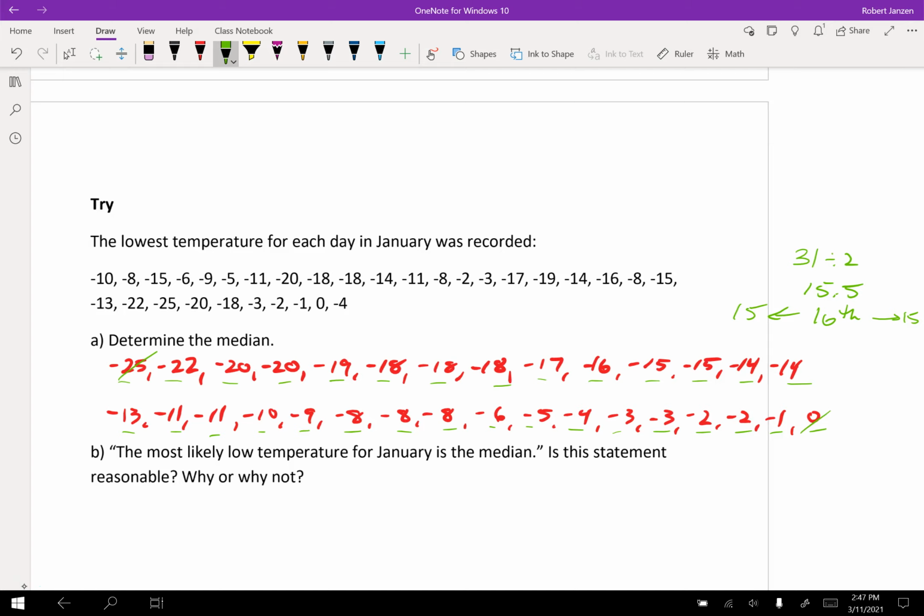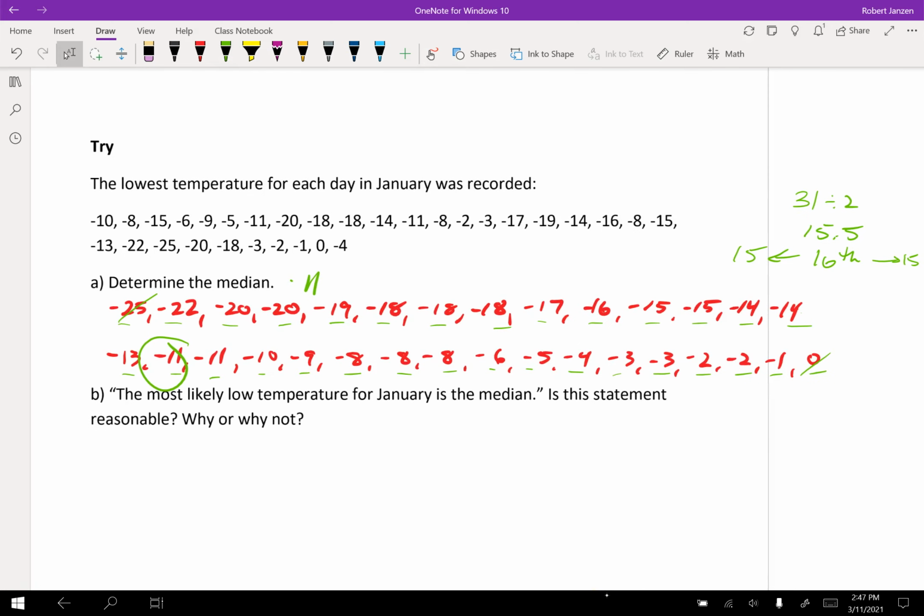1, 2, 3, 4, 5, 6, 7, 8, 9, 10, 11, 12, 13, 14, 15, 16. Negative 11 is the median. Okay, the most likely low temperature for January is the median. Is this statement reasonable?